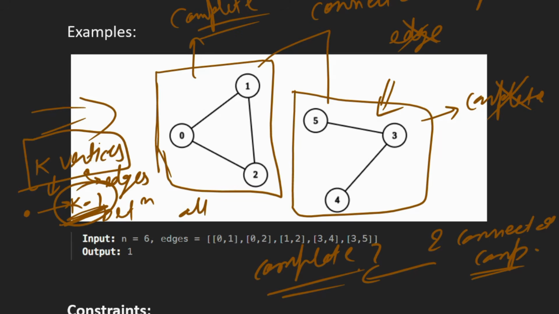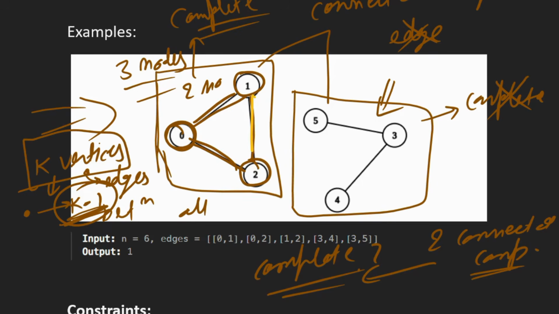Suppose here we have three nodes. Each vertex should be connected to all the k minus 1, which means two nodes. So here 0 is connected to the rest of the two nodes, 2 is connected to the rest of the two nodes, and 1 is connected to the rest of the two nodes. In this way, a complete connected component has how many total edges? If it has k nodes, then each node will be connected to k minus 1 vertices.